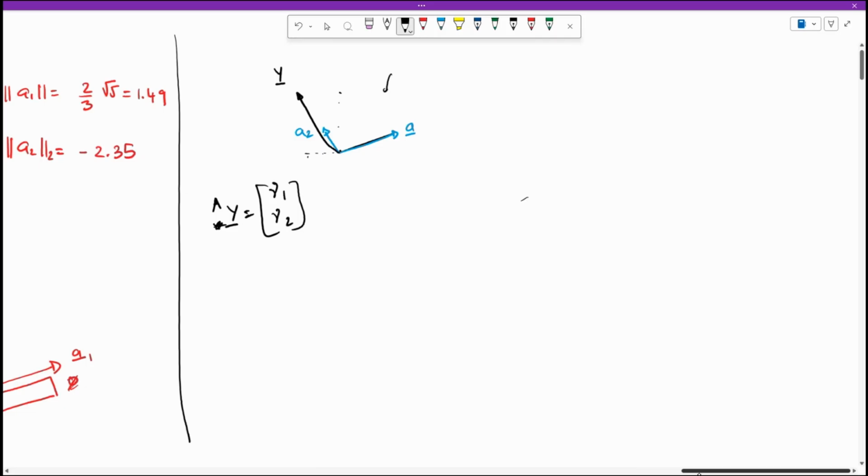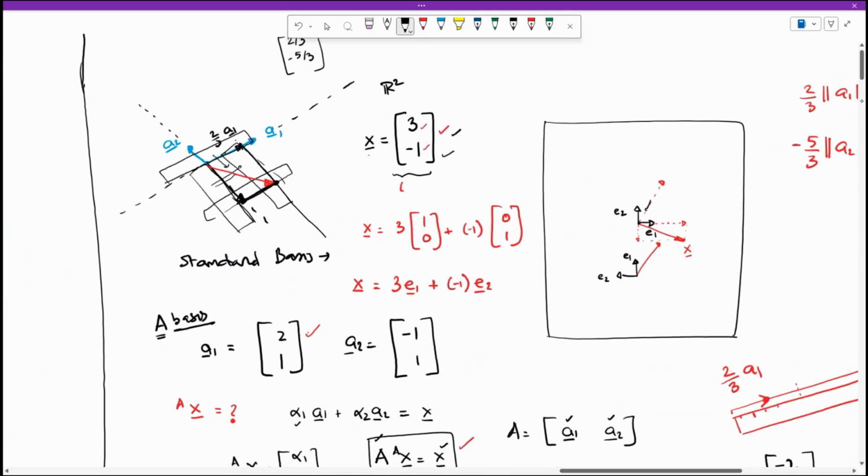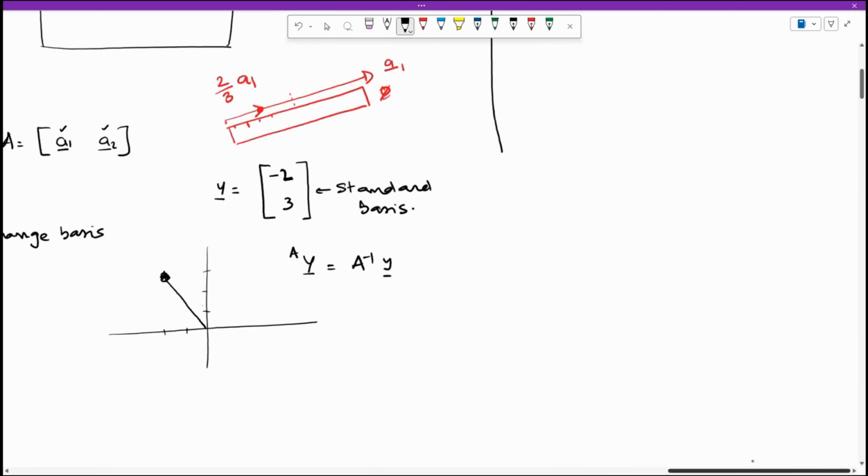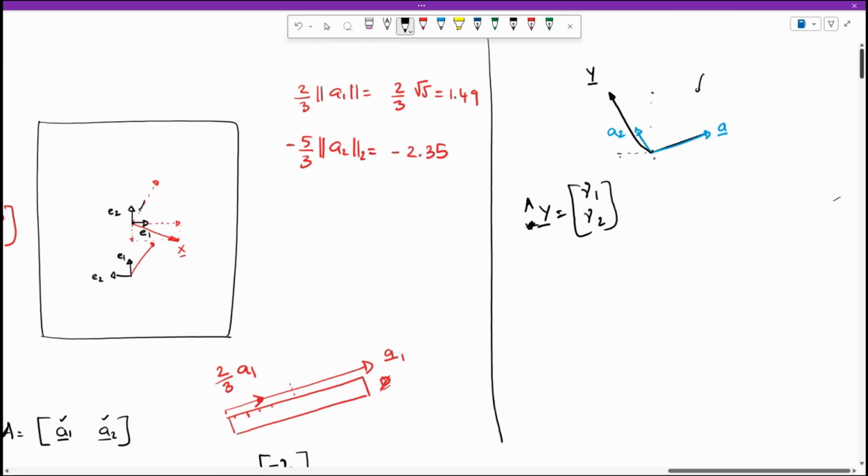I mean, as we just saw, XA was 2 by 3 and minus 5 by 3. How much of A1 and A2 did we take? This is alpha 1, alpha 2. We took alpha 1 times A1, alpha 2 times A2. So I ask you the same thing again. If YA was gamma 1, gamma 2, how much of A1 would you take and how much of A2 would you take? Yes. Okay. So now, and then you would add them.